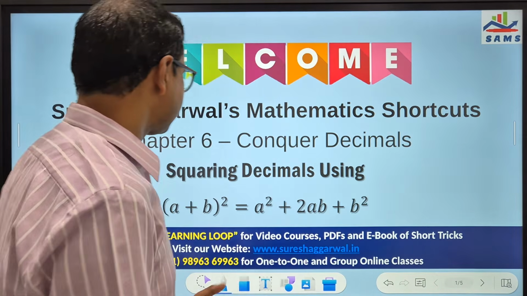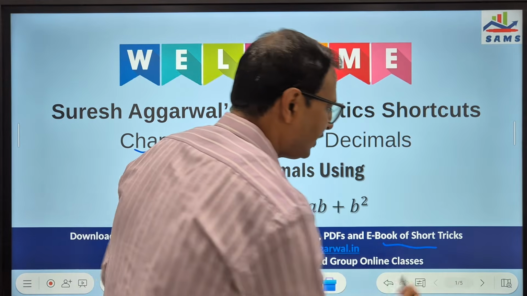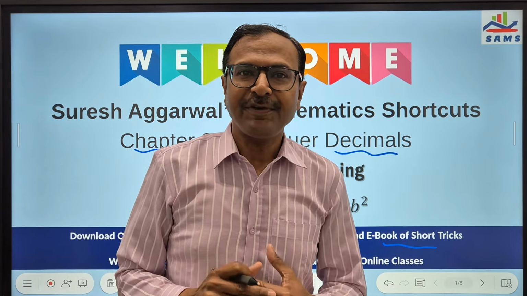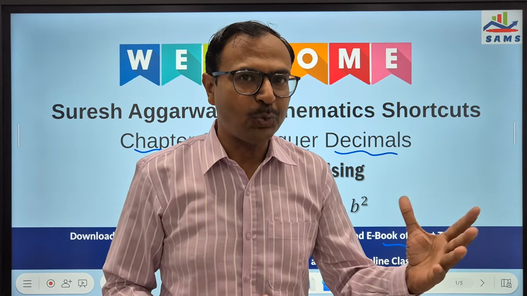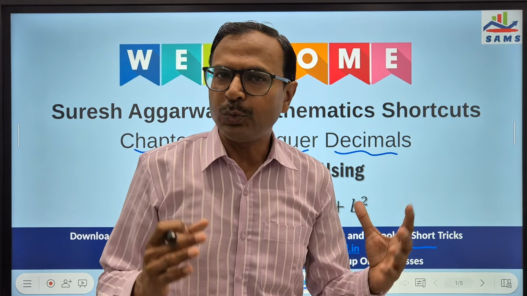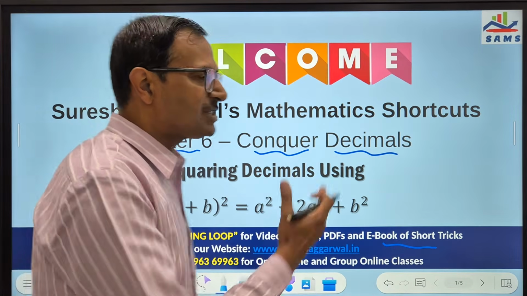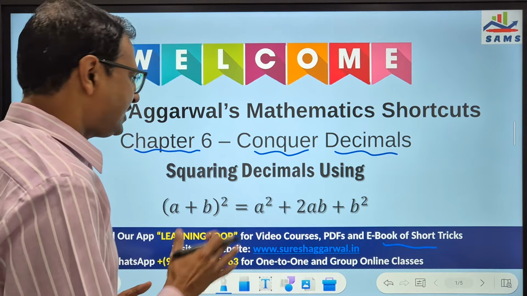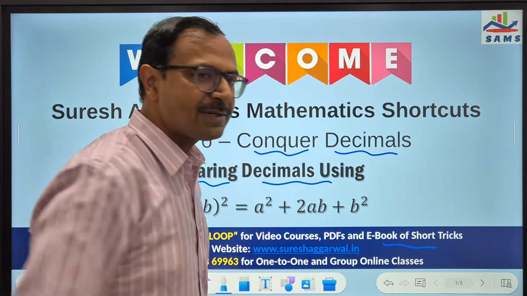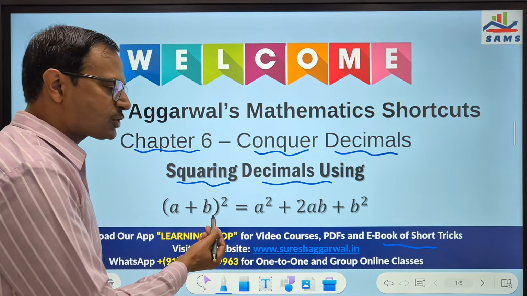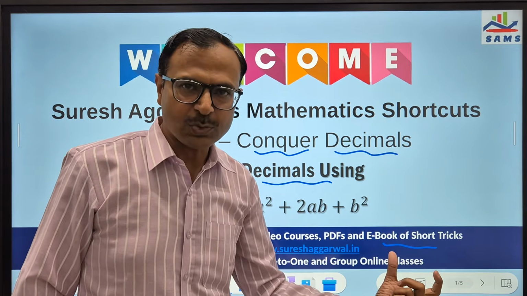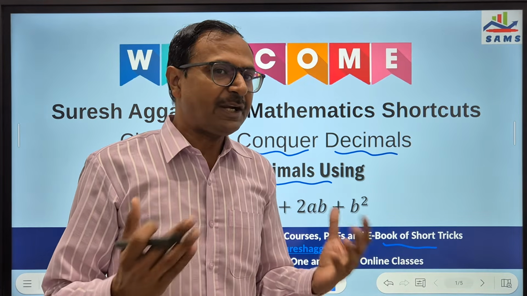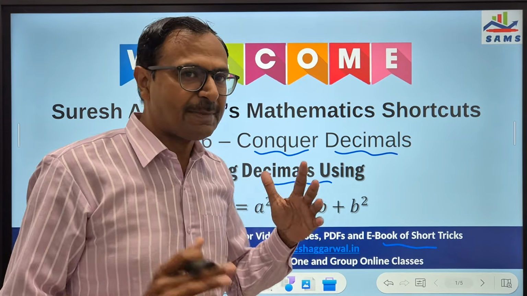We are into chapter number 6 of our ebook of short tricks, and this chapter is entitled Conquering the Decimals. Yes, if we have proper attitude and aptitude towards numbers, then decimals are not going to be scary for us. So to conquer the decimals, we need to know some smart tricks, and this is the intention of this series of videos. In this video, I am going to take up squaring of decimal numbers using the identity (a+b)² = a² + 2ab + b². So it's going to be an amazing trick, and you will see how quickly we will get to the square of big decimal numbers using this amazing trick.